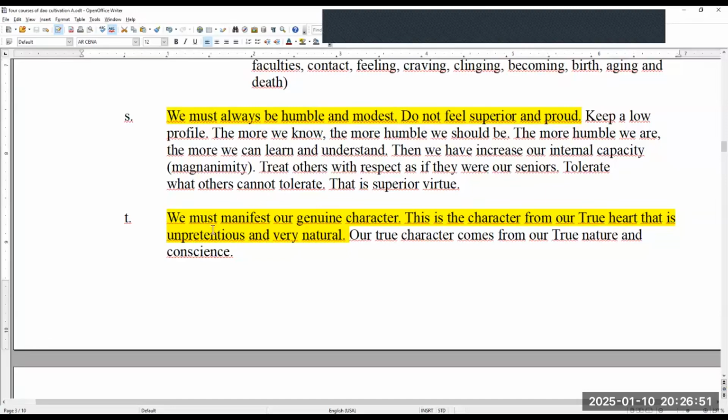Then, of course, we must manifest our genuine character. It is the character from our true heart that is unpretentious and very natural. So basically, the Buddha nature or the true nature doesn't have any attachments or anything like that. So in order to achieve the manifestation of our Buddha nature, so to speak, then of course we need to what?